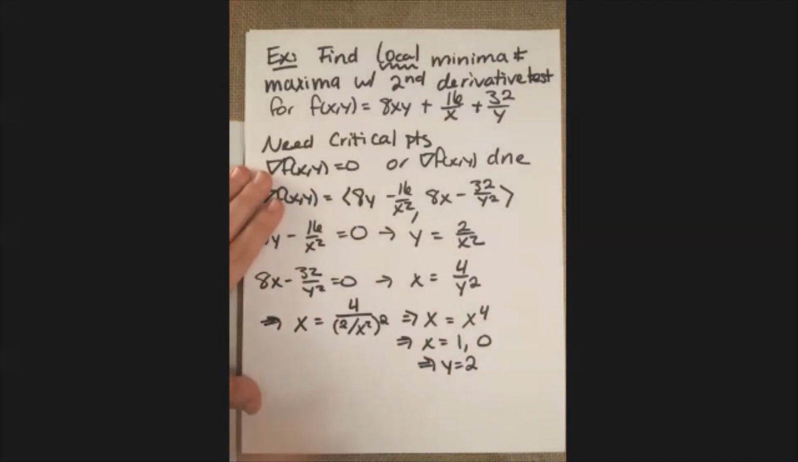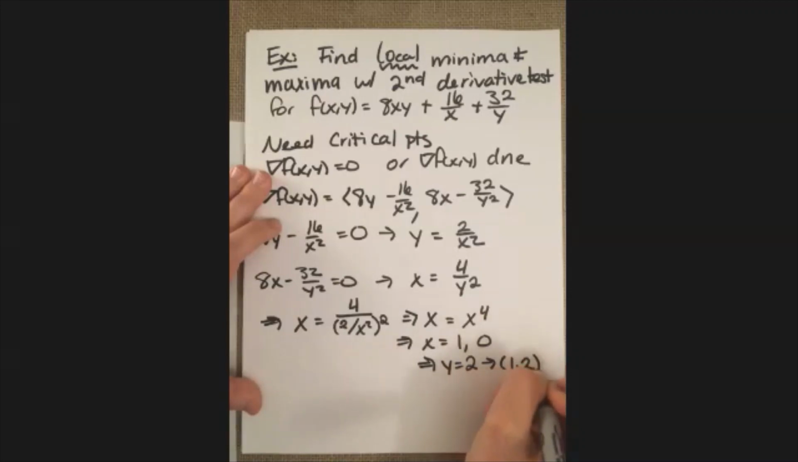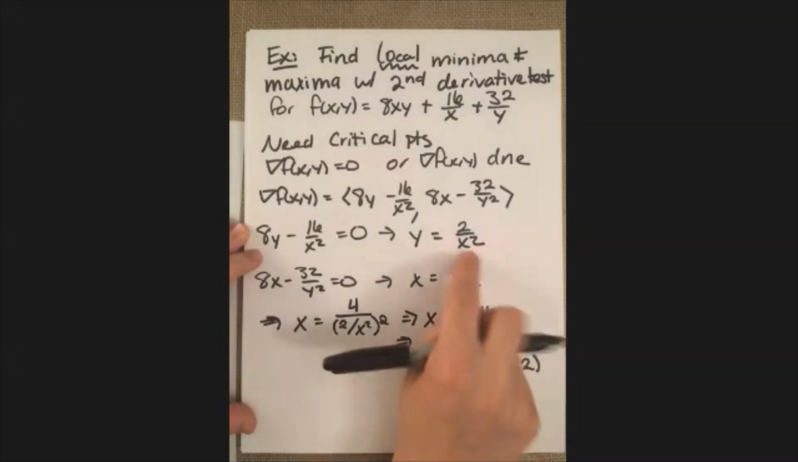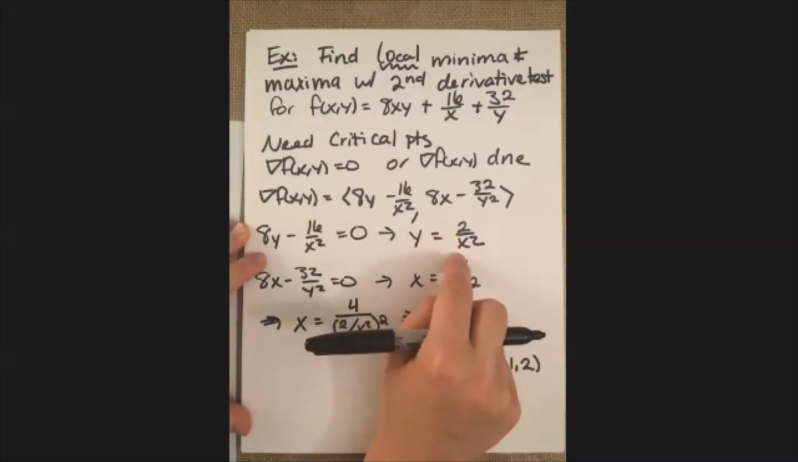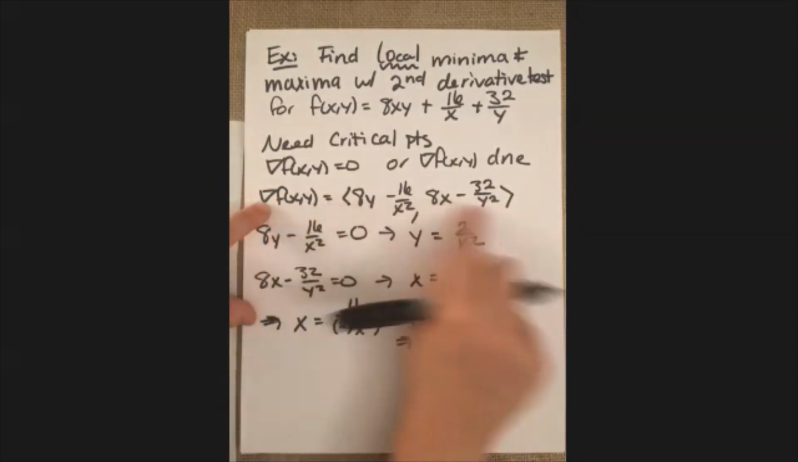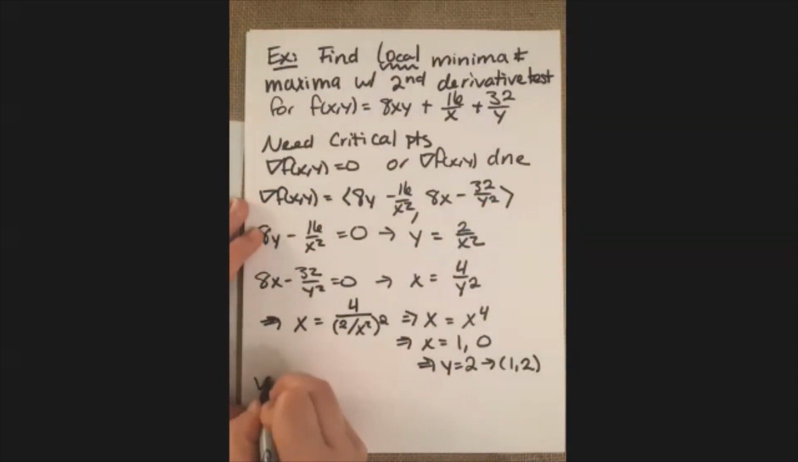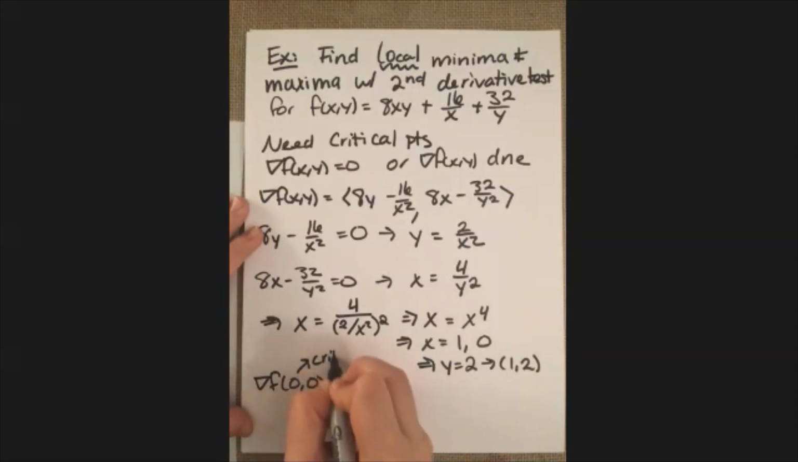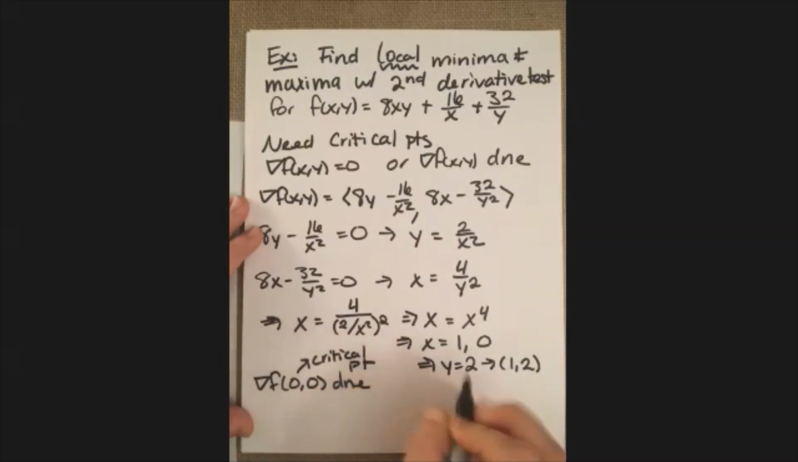So I don't worry about that situation with 0 here in a second, but (1, 2) winds up being a critical point. Now the situation with x equal to 0, we can't really plug 0 into this. That doesn't work very well. In fact, we can't really plug 0 in for x or y for this gradient here. So the gradient of f does not exist at (0, 0). So (0, 0) does wind up being a critical point. And then we also know that (1, 2) is a critical point.